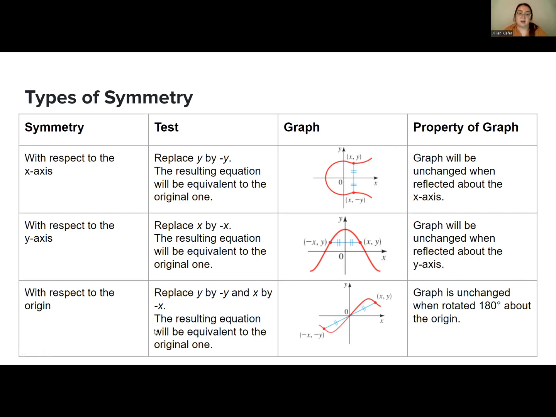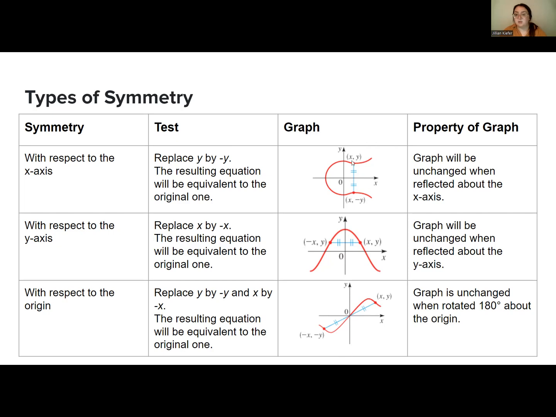Then lastly, symmetry with respect to the origin, that's that diagonal symmetry. If you want to test this algebraically, you would combine the two previous symmetry tests. You would replace y with negative y, and you would replace x with negative x. If your resulting equation is the same as your original, you have symmetry. If it's not, you do not have symmetry. So here is a picture of what that looks like.